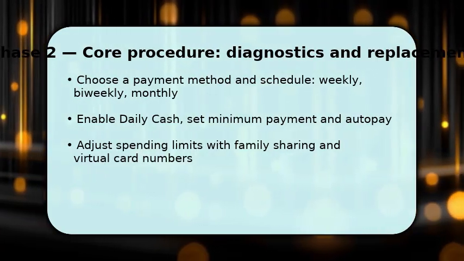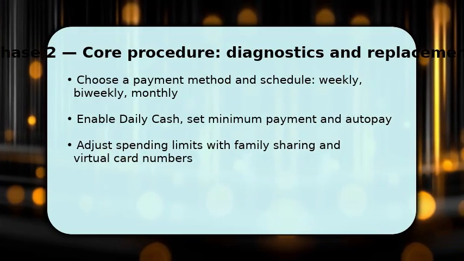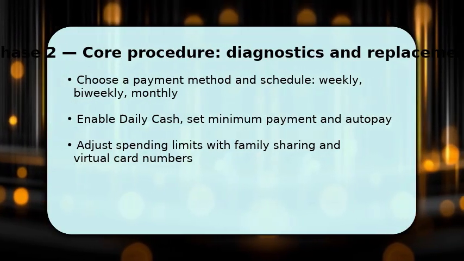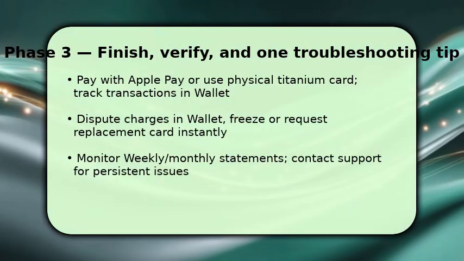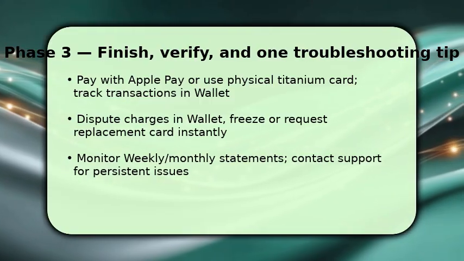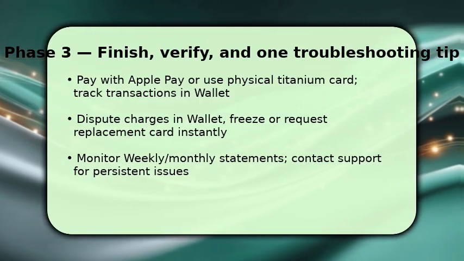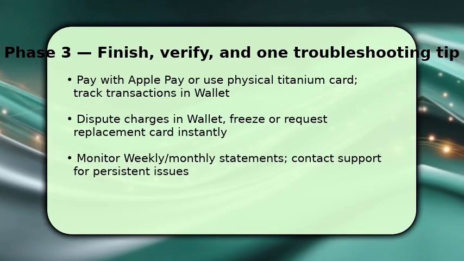Once done, configure family sharing, virtual card numbers for merchants, and temporary limits so you can manage spending without surprises. To finish, use Apple Pay for contactless purchases or the titanium physical card for places that don't accept contactless. Wallet shows real-time transactions and categorizes spending so you understand where money goes.